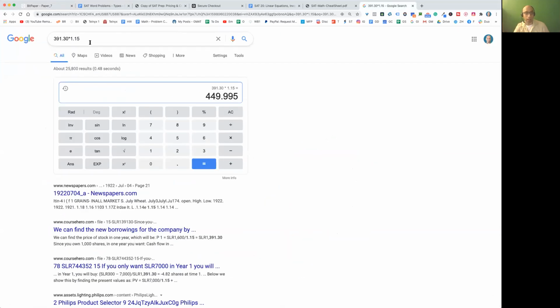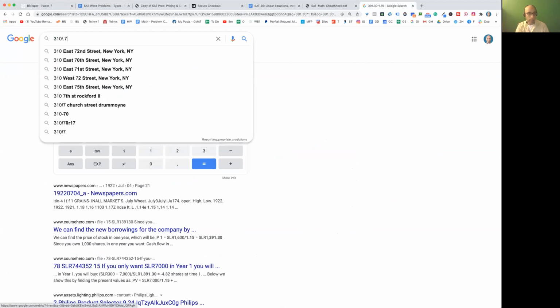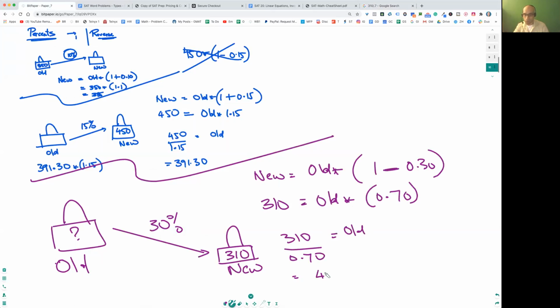So 310 over 0.7. Remember, percents are so important in your life, okay? That's 442.86. So therefore, the answer is 442.86. Eventually in these answers, you're going to have to divide by this, which is originally 1 minus this, and here it was 1 plus. So remember, at the end, you're going to divide. At the start, just remember this formula: new is equal to old plus or minus, depending on if it's an increase or decrease.